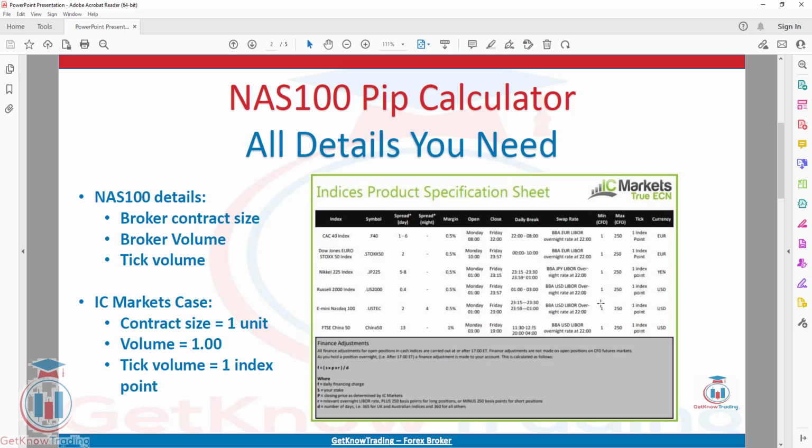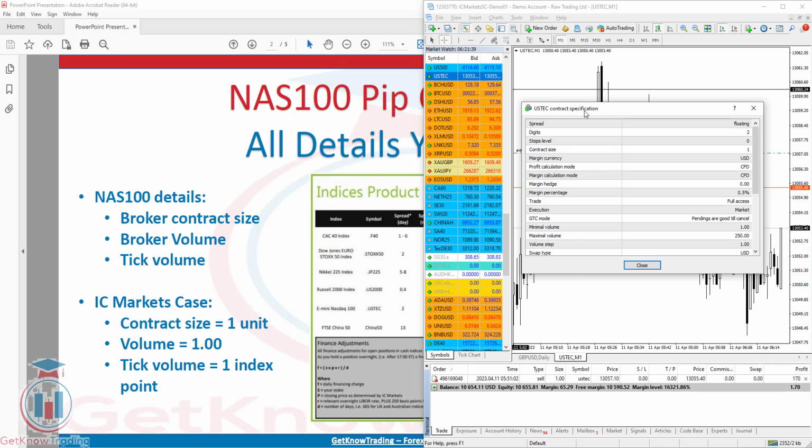Which means you can change from 1 to 250 with a minimum of 0.1. So incremental is 1, then 2, then 3, and so on. Here inside the contract specification window, here it is the contract size of this broker for this symbol. So it says contract size is 1.